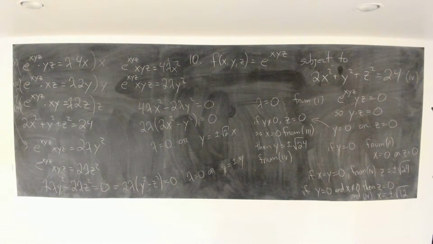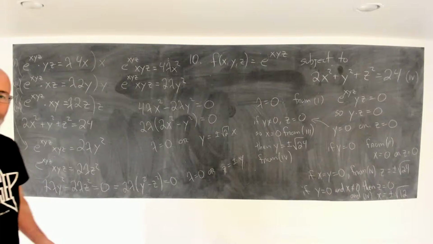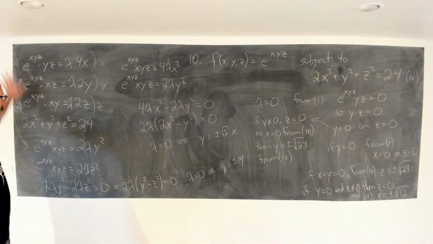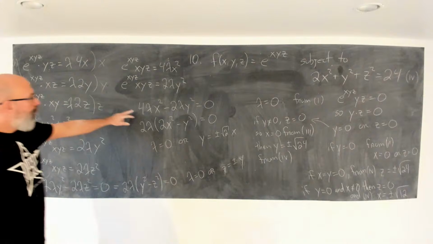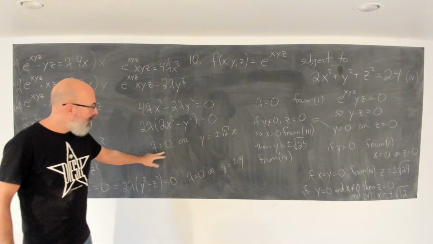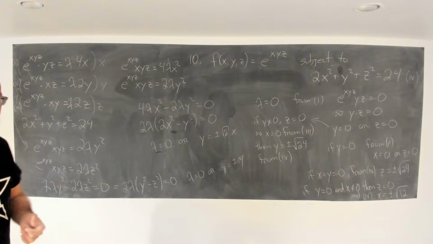I seem to be losing people left and right. We're just solving, making sure x, y, and z satisfy all four equations. So from here, we concluded one of two things. Either lambda is 0 or this is 0. You've got a product equal to 0. A lambda equal to 0, we have investigated here, and we have come up with important points. Why don't we write them down somewhere?